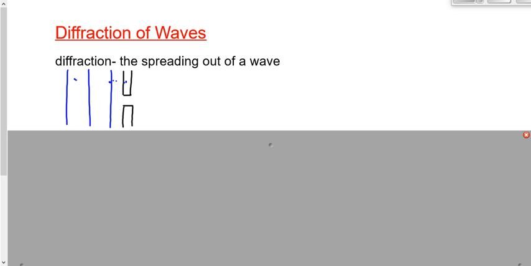I want to look at the portion of the wave that goes through the opening. There's only that small portion of the wave that goes through the opening, right? But that small portion that does go through the opening ends up spreading out like this.